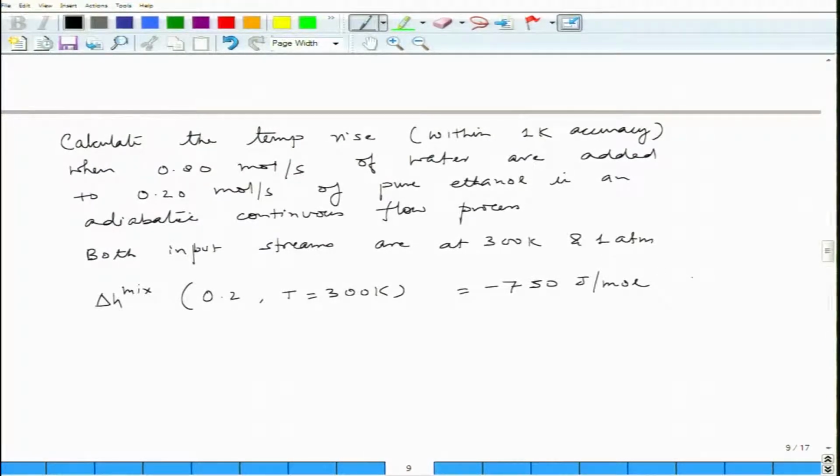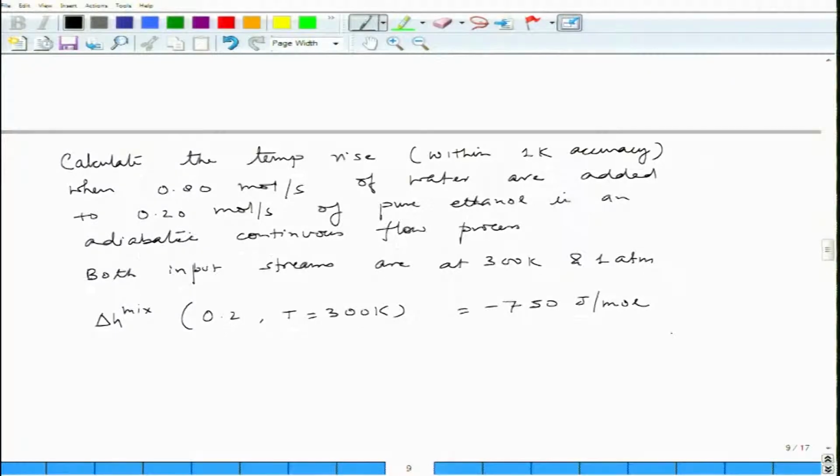It means being negative, the change in enthalpy means the heat is being generated. Okay. So, which means considering that the process is adiabatic, the temperature is going to rise. There is no way you can extract the heat out of the system, the temperature is going to rise. So, we need to find out the temperature. Okay. So, how are we going to solve this problem?